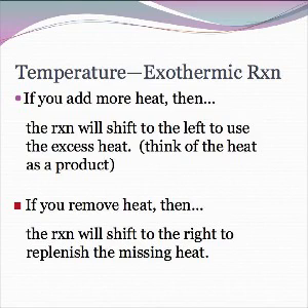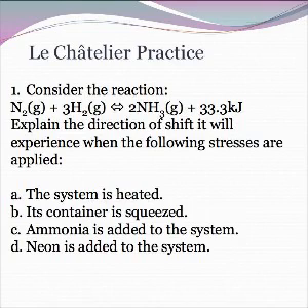So if you will, just open my PowerPoint from my website that is on colligative properties. You'll see a practice problem that has N2 gas plus 3 moles of H2 gas reacting to form 2 moles of NH3 gas and spitting out 33.3 kilojoules of energy. It's an equilibrium reaction, so it has a reversible arrow, and it is exothermic since it is producing the 33 kilojoules. And I ask that you explain the direction of shift it will experience when the following stresses are applied.